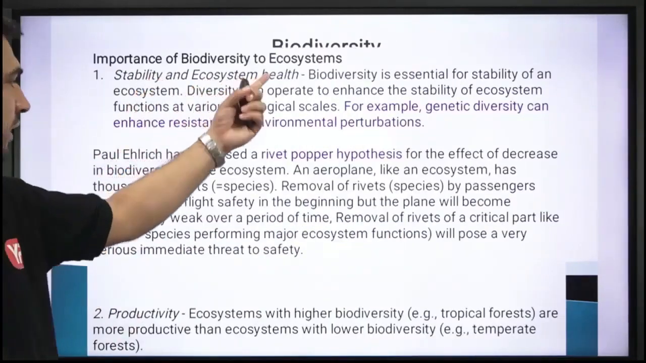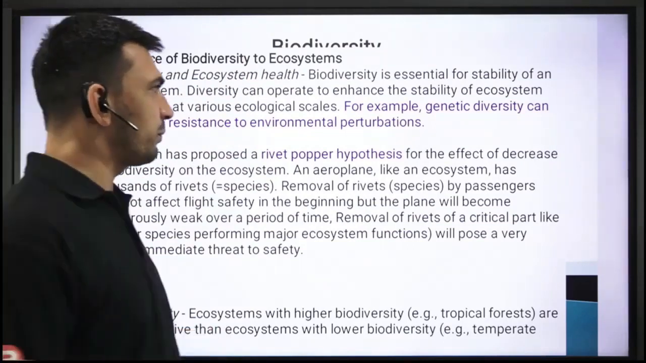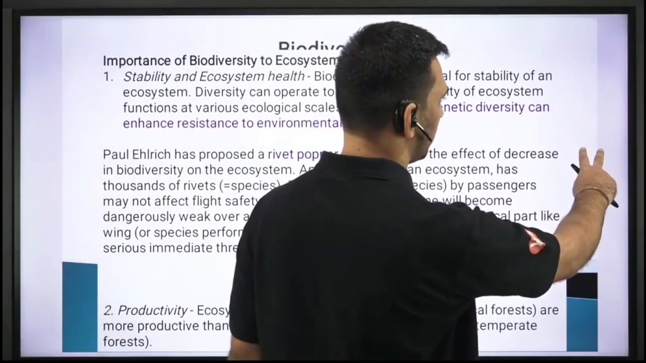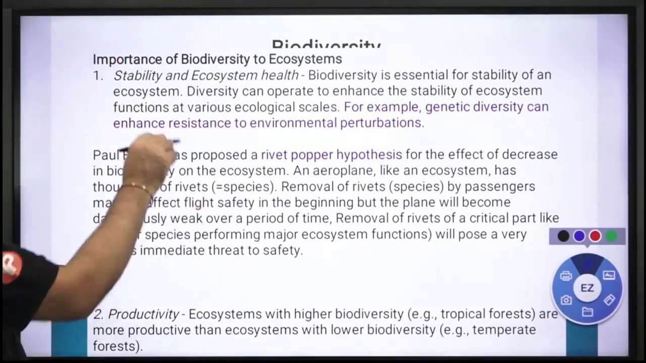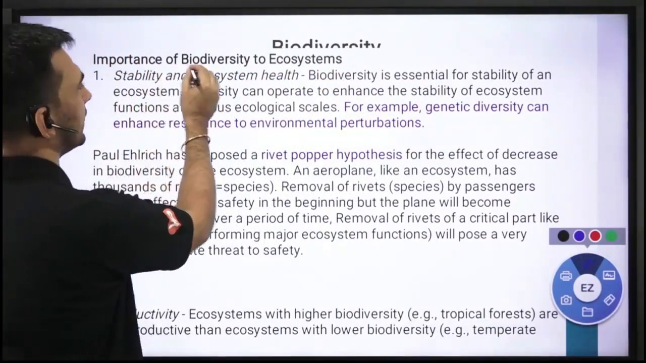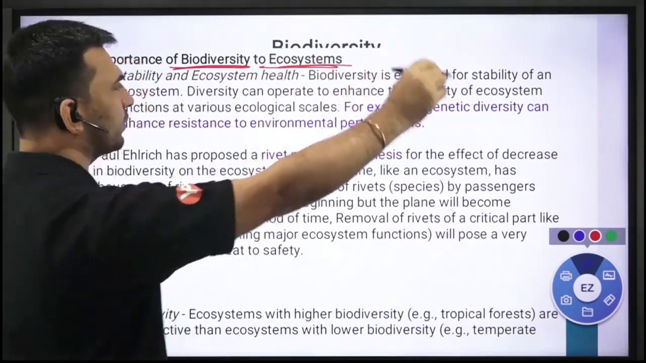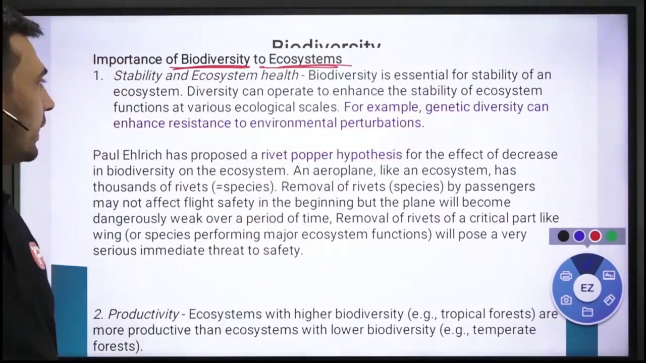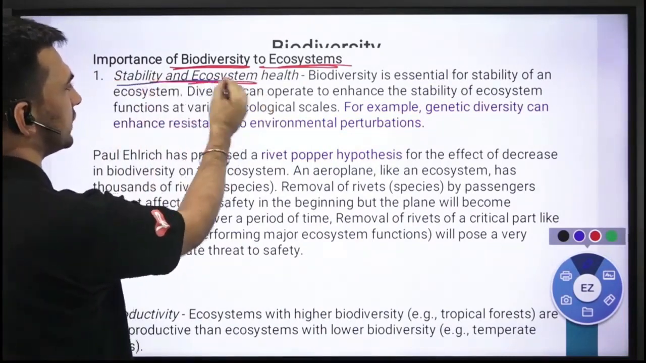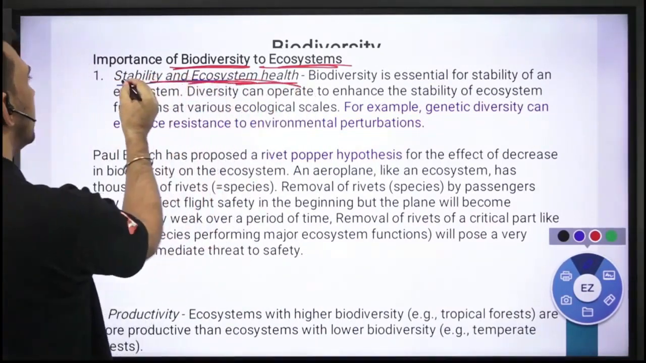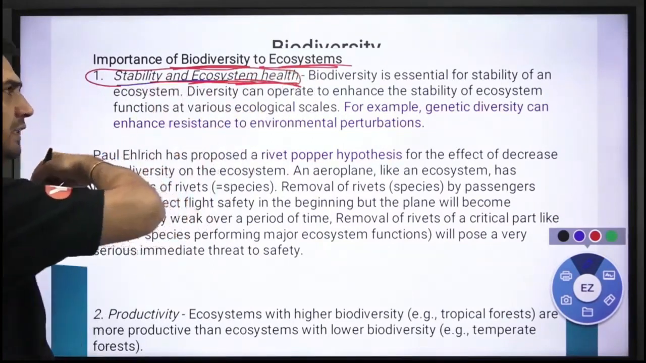So that is the same thing mentioned over here, and productivity part is the second part that we will discuss. Okay, so you can just say biodiversity किसी भी particular ecosystem के लिए importance क्या है, right? First we say that it brings stability to the ecosystems and brings health, that makes that particular ecosystem healthy, right?